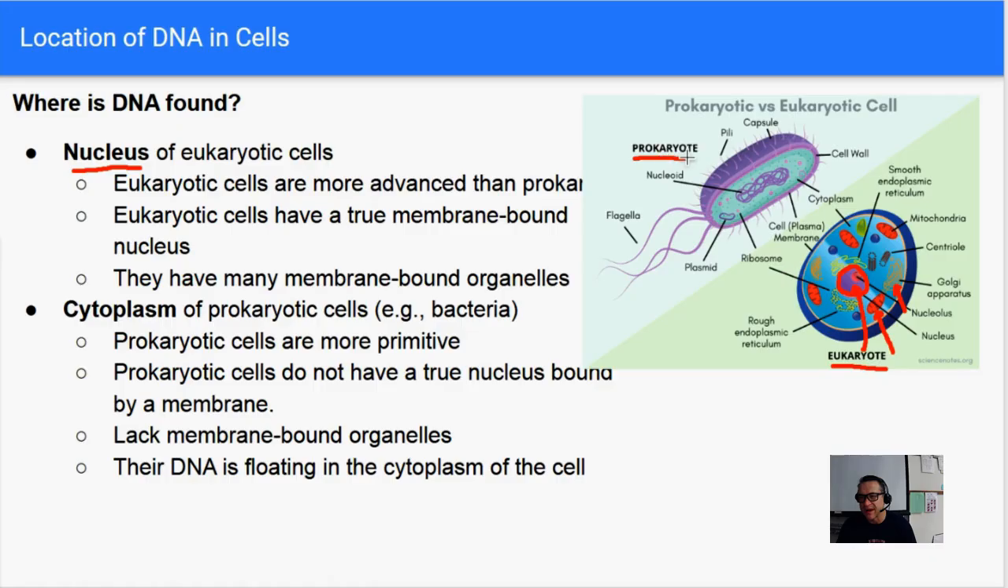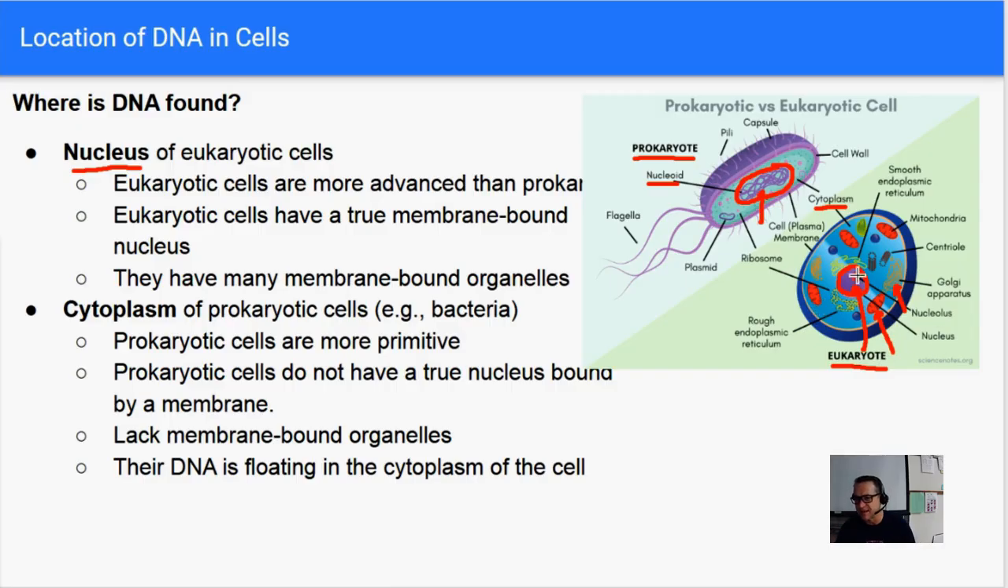Now, this prokaryotic cell up here, it's a bacteria cell. It has what's called a nucleoid. So here's its nucleus. It's just in the cytoplasm of the cell. There's no membrane holding this together. It's just basically floating around inside the cell. It's not held together by a membrane.